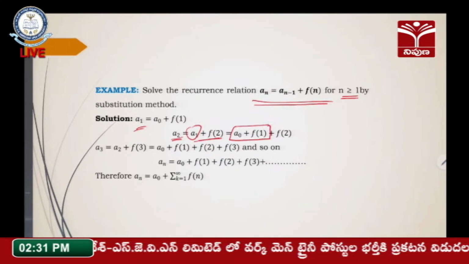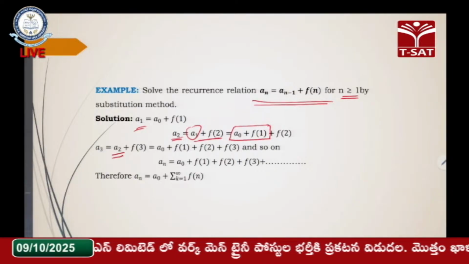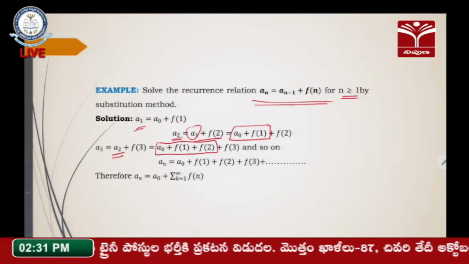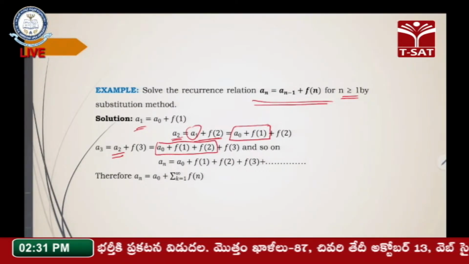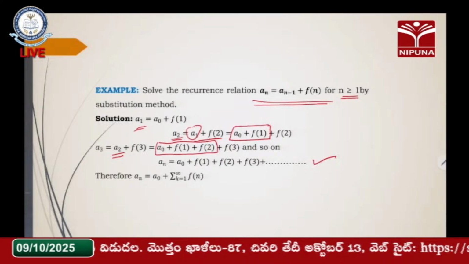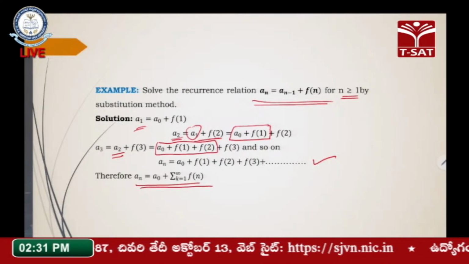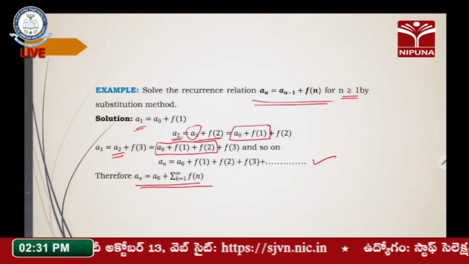a3 means a2 plus f3. Again, what is a2? a2 is a naught plus f1 plus f2. So, like that, if we go on substituting, we get an is equal to a naught plus sigma n equal to 1 to infinity fn. Okay. This is one general problem. Next one, we can apply to general conditions.